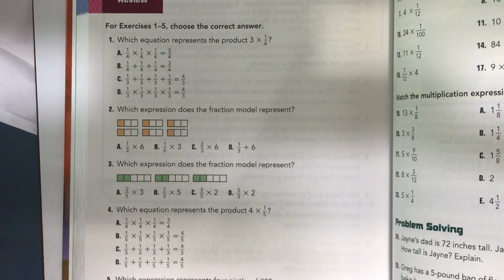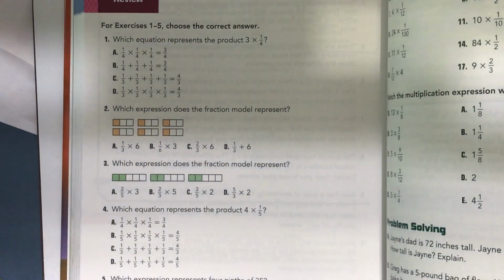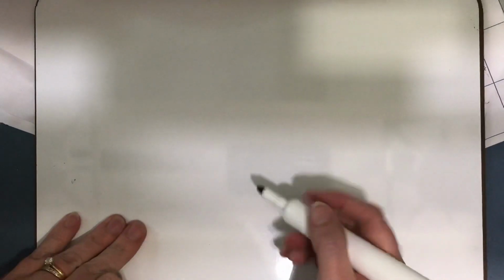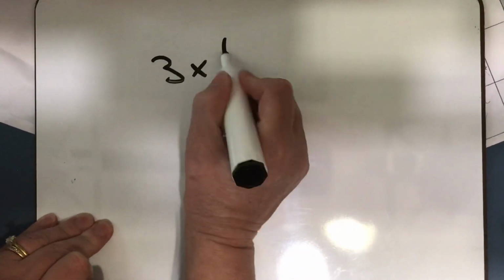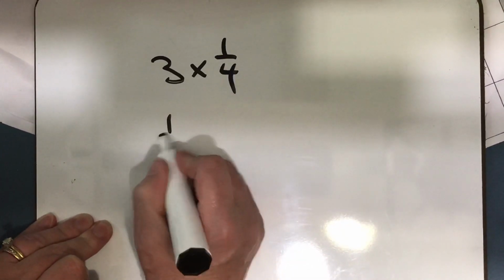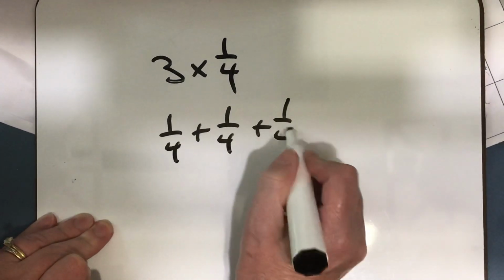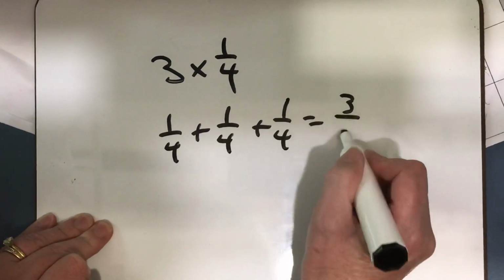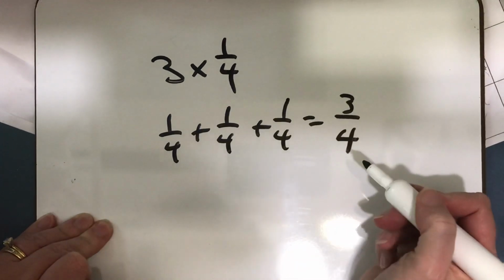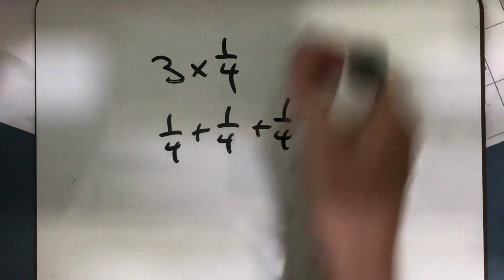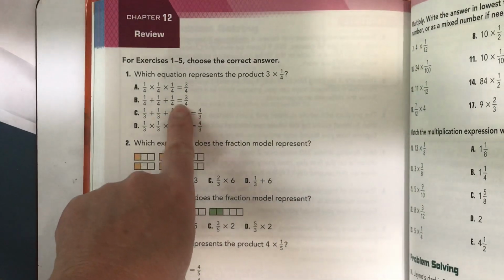So it's which equation represents the product 3 times 1/4? I know that 3 times 1/4 means that I have 3 1/4 sections. 3 times 1/4, and I can rewrite that as 1/4 plus 1/4 plus 1/4 equals 3/4. So that would be B. B says 1/4 plus 1/4 plus 1/4 equals 3/4.